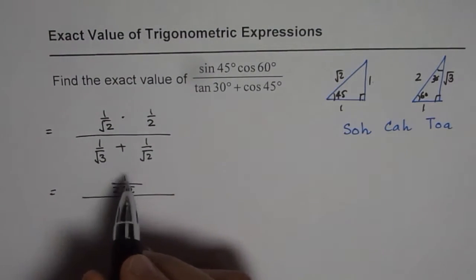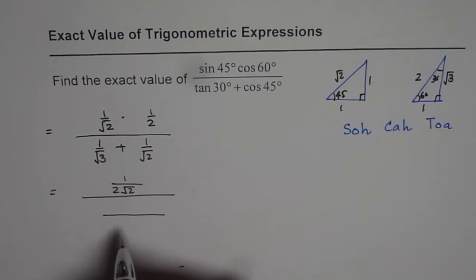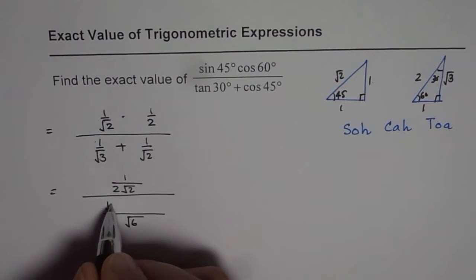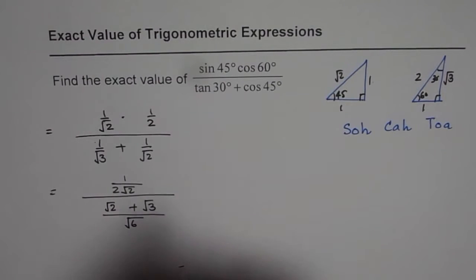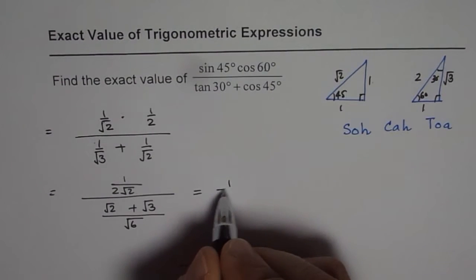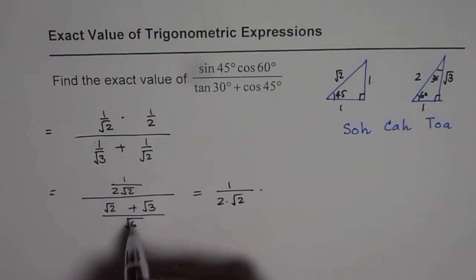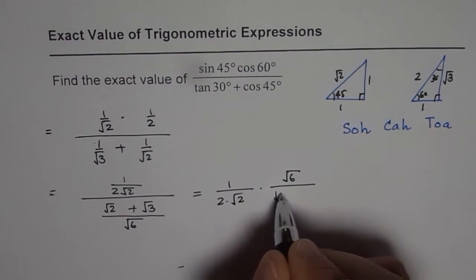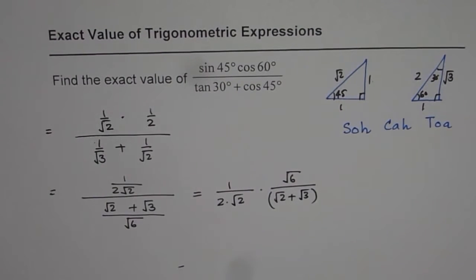And here when you add, you have to take a common denominator. The common denominator will be square root 2 times square root 3, which is square root of 6. And on this side you get square root of 2 plus square root of 3. Is that okay? Now we can write this as 1 over 2 square root 2 times square root 6 can be written on the top over square root 2 plus square root 3, right?